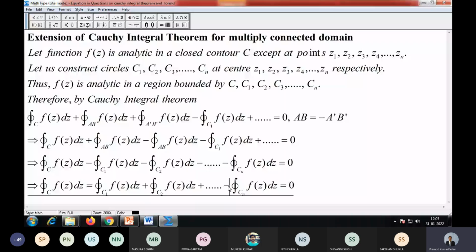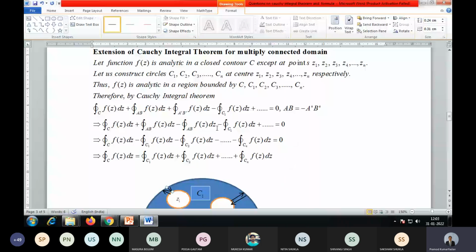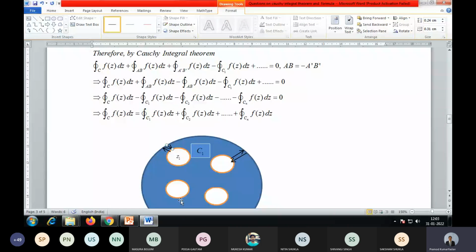It means if the function is analytic inside C except z1, z2, z3, and so on, so that we may remove them, then in that case the value of the integration over C will be equal to the value of the integration over C1 plus C2 plus C3 plus C4, like this. Is it clear?